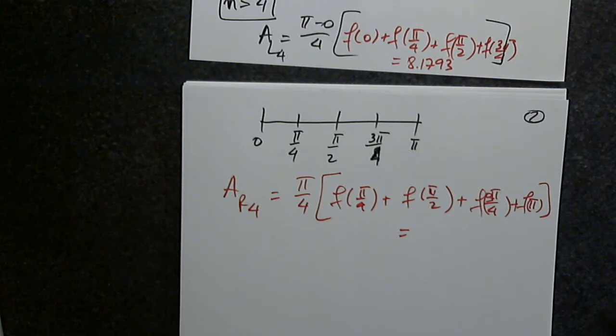Okay, 0. Pi divided by 4. Pi divided by 2 and 3 pi over 4. Yes, 3 pi over 4. 3 pi divided by 4. Okay, so now these are all correct, and this is 3.14. Okay, so I'm going to calculate that.